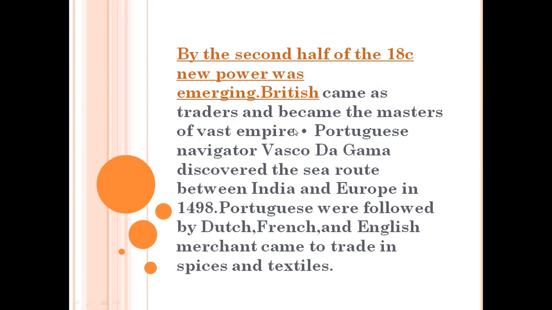In the 18th century, trading: the Portuguese invader Vasco da Gama discovered the sea route in 1498. After that, the Portuguese, Dutch, French, English, all merchants came and wanted to trade in two things, textiles and spices.